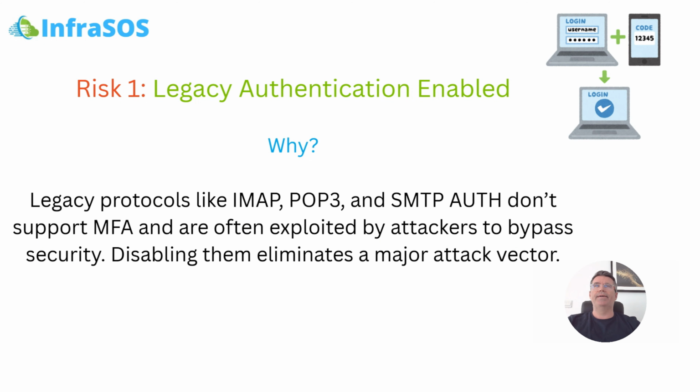Okay, so risk 1 is legacy authentication is enabled in some Microsoft 365 tenants. The reason why some tenants might have this enabled is they might have some legacy protocols like IMAP, POP3 or SMTP. And these protocols don't typically support MFA, which means your tenant is often exploited by attackers who can bypass security. So one way you can eliminate this is by deploying an Azure conditional access policy. And I'll show you how we can do that.